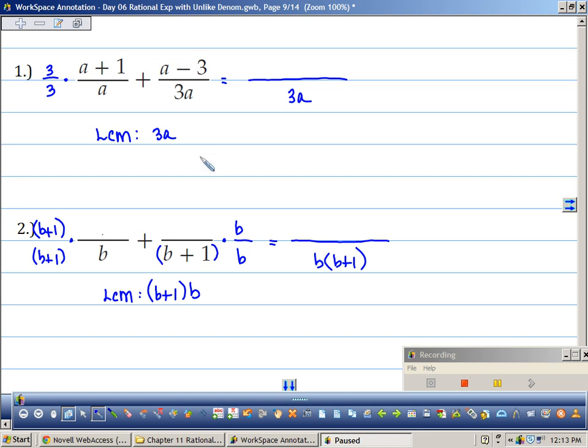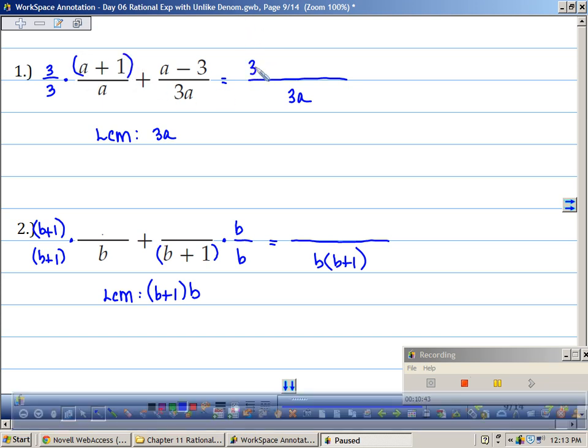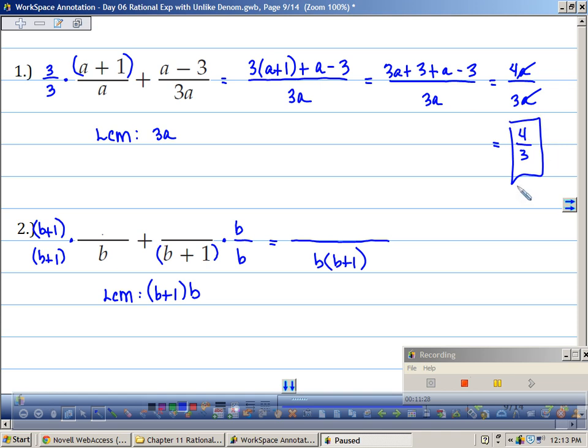Right? Okay, so let's multiply across. 3 times a plus 1 plus the quantity a minus 3. So when I do that, I get 3a plus 3 plus a minus 3 all over 3a. 3a plus 1a is how many a's? Positive 3 and negative 3 cancel each other out, and I have 4a over 3a. The a's cancel, and my answer is 4/3.